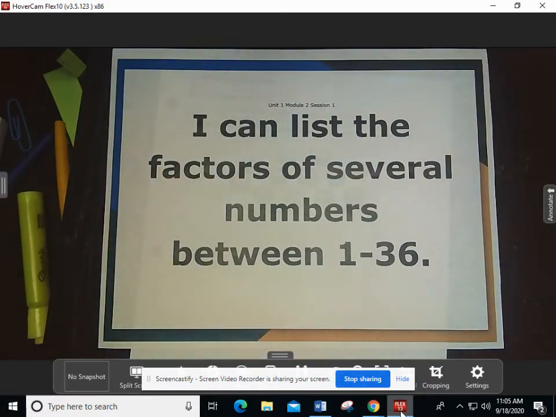Our I can statement is, I can list the factors of several numbers between 1 and 36. Eventually, you will be assigned numbers. And as you work on these numbers, you will make the arrays for them. I will let you know what that means as we continue our lesson.